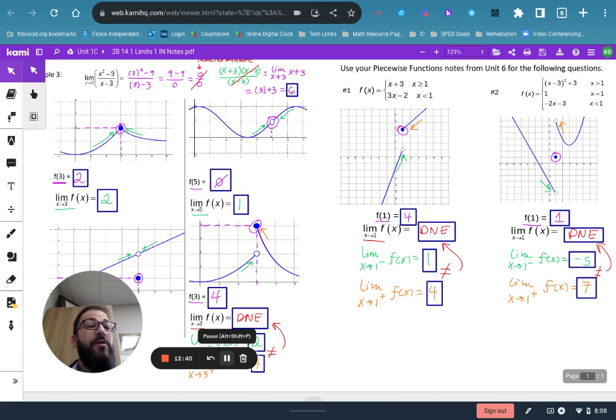And then on number 2, once again, we find our actual function value. So we go to our x value of 1, we get out a y value of 1. For our overall limit, we have to do the left side and the right side. The left side is going all the way down to -5, while the right side is going all the way up to +7. -5 and +7 are not equal to each other. So once again, our overall limit is DNE.